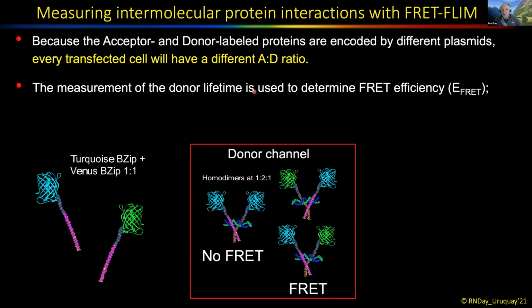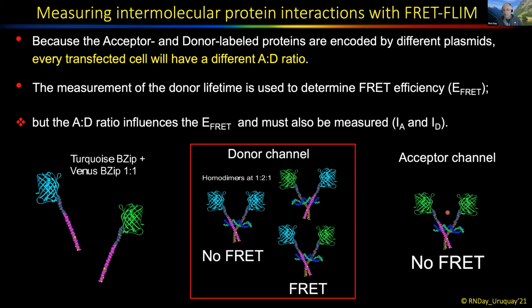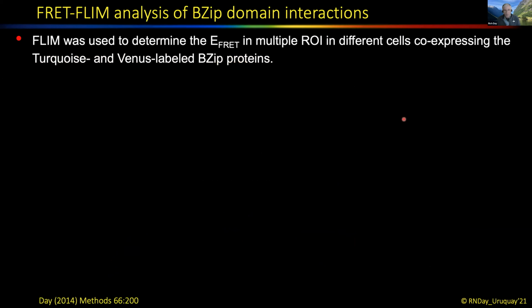So if we're going to use donor lifetime to measure FRET efficiency, we have to account for the donor acceptor ratio. So if we co-express these proteins in a 1-to-1 ratio, what we expect is 1 out of 4 would be donor-donor and would not FRET. 2 out of 4 would be donor acceptor pairs and would FRET. And of course, 1 out of 4 would be acceptor pairs and they would not FRET either. So only these pairs are going to FRET. So we have to know what that donor acceptor ratio is in order to measure FRET between these proteins.